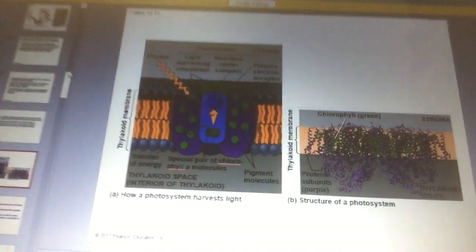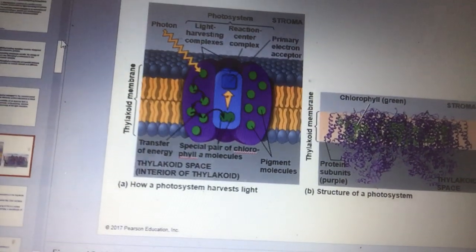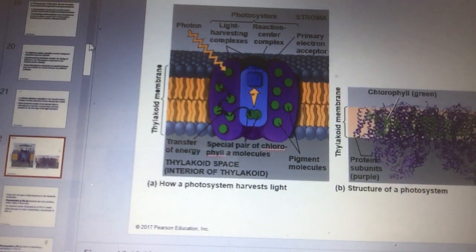So the number in the name doesn't have anything to do with which one goes first. Photosystem 2 is the one that it goes through first. Let me show you a picture of what a photosystem looks like. So there it is, there's a photosystem.